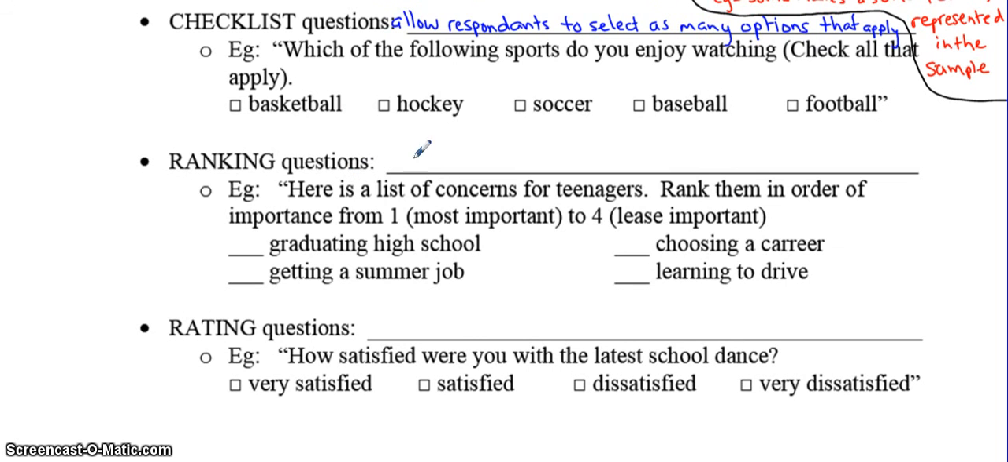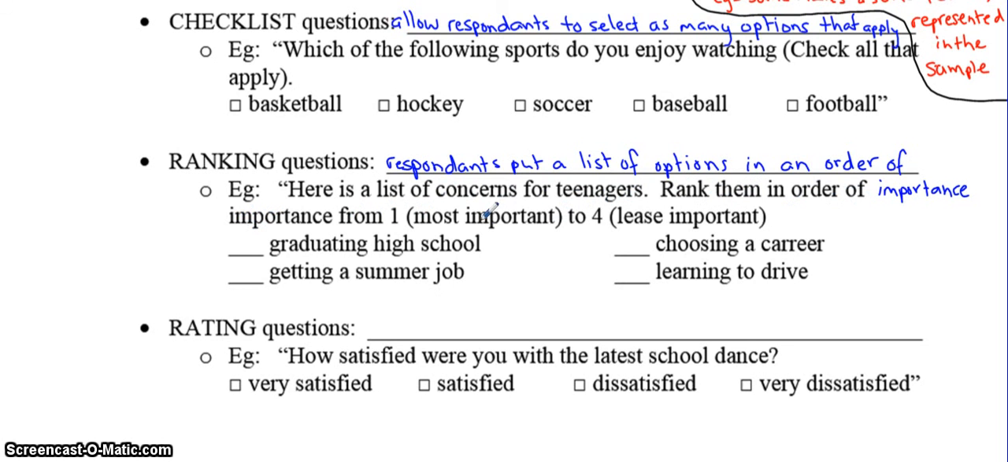Ranking questions ask respondents to put a list of options into an order of importance. For example, here's a list of concerns for teenagers. Please rank them in order of importance from 1 being the most important to 4 being least important. So number 1 might be your most important. Choosing a career might be your second most important. Learning to drive might be your third most important. And number 4 might be your fourth most important.